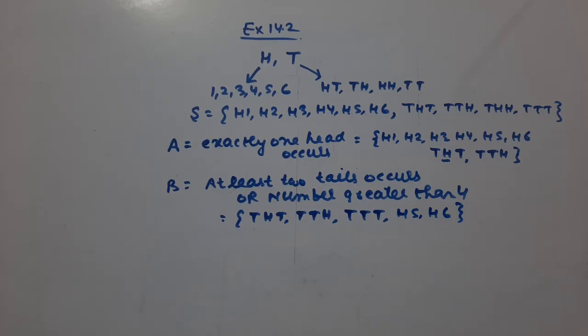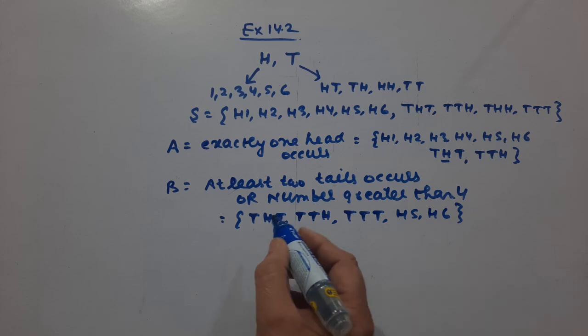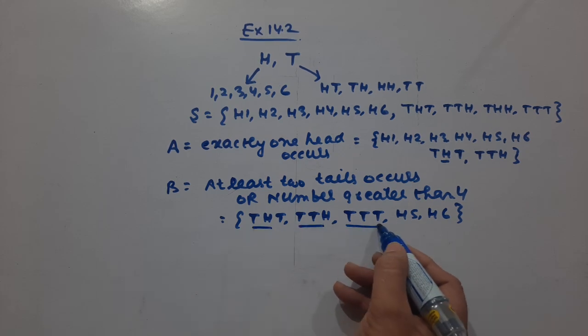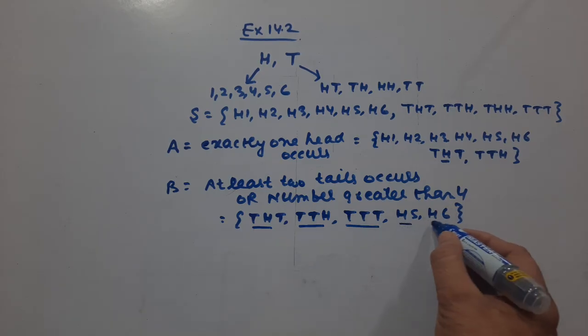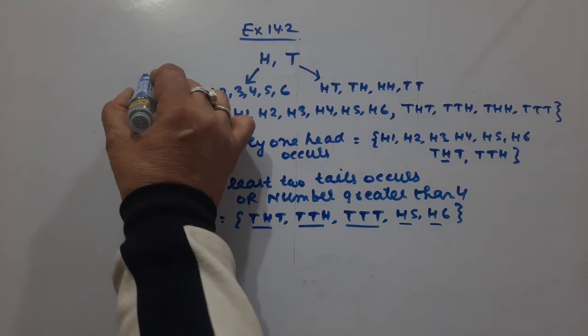At least two tails means two tails or more than two tails, means we can take two tails or three tails. So these are the cases for two tails, and this is the case for three tails. More than 4 means H5 or H6. So these are the cases for event B. So this is the first question. I hope this is clear to you.